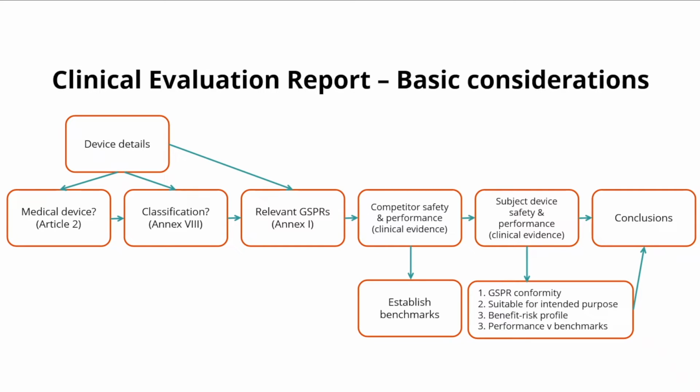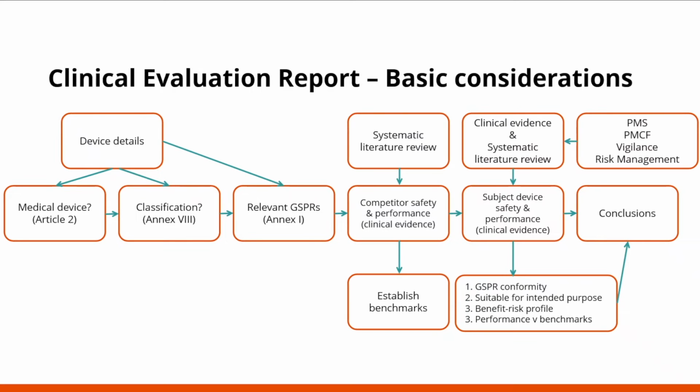So competitor safety and performance is there to establish safety and performance benchmarks, and subject device safety and performance data is there to assess the level of GSPR conformity, suitability for intended purpose, benefit risk profile, and performance versus those benchmarks that we've determined. And so in order to achieve this, we need access to information from the outside world.